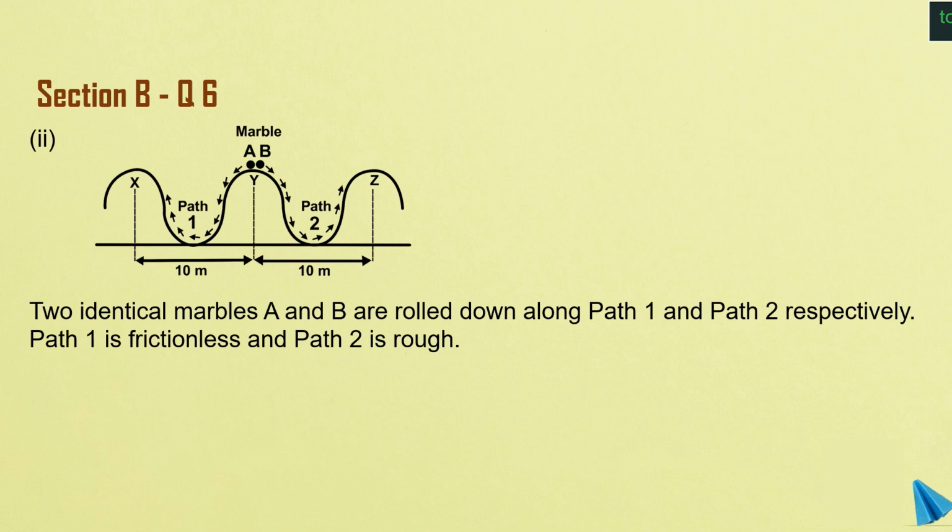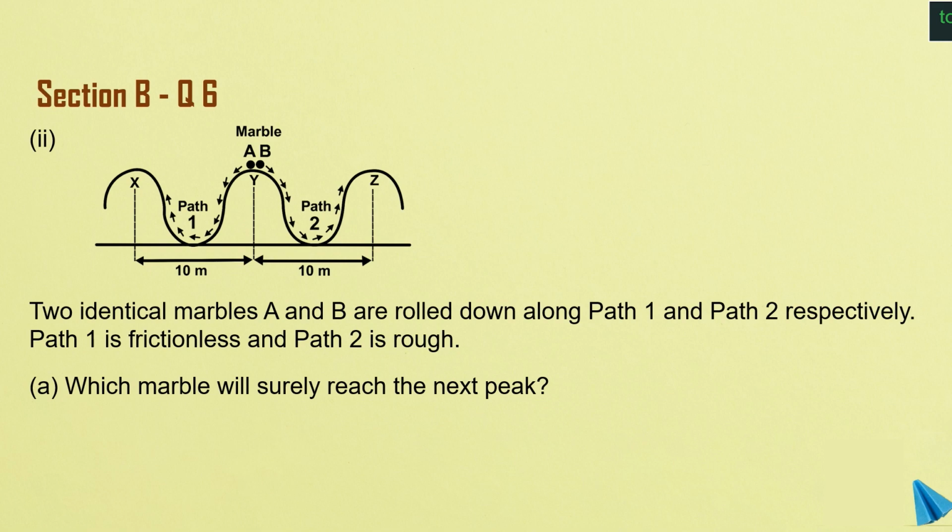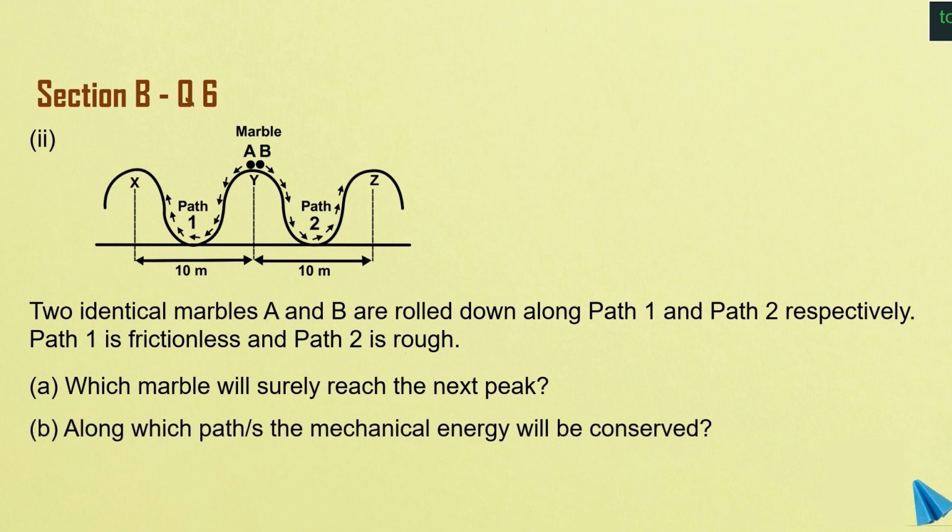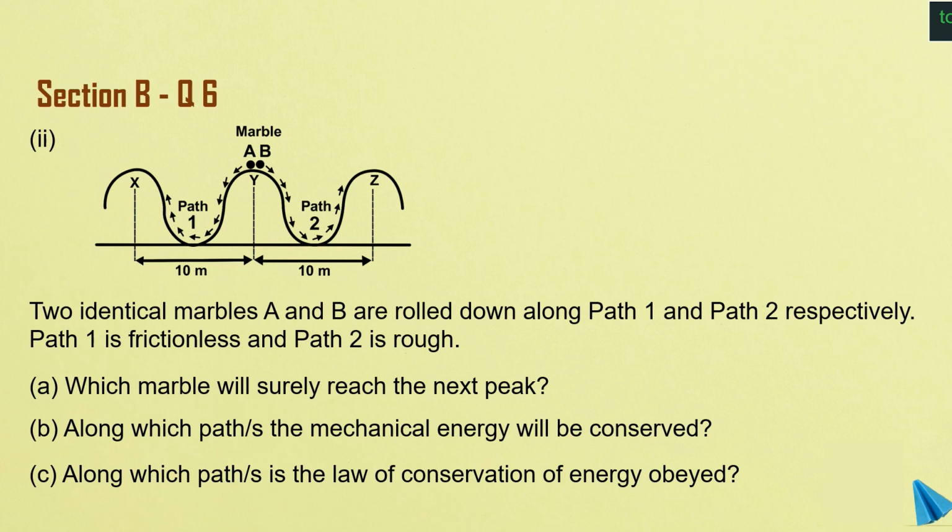The second question says, two identical marbles A and B are rolled down path 1 and path 2 respectively. Path 1 is frictionless and path 2 is rough. Which marble will surely reach the next peak? Along which path will the mechanical energy be conserved? Along which path is the law of conservation of energy obeyed?